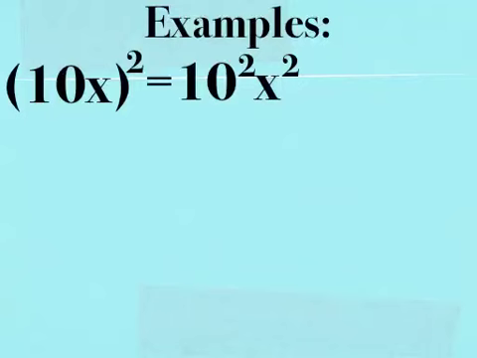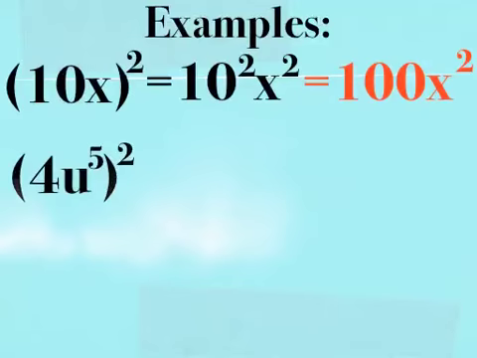When I'm simplifying these, I want to go ahead and square my numbers, and then my variables are going to be left as powers, or the variable raised to an exponent. Because I can go ahead and square 10, I'm going to do so. So 10 squared is 100, so I have 100x squared.